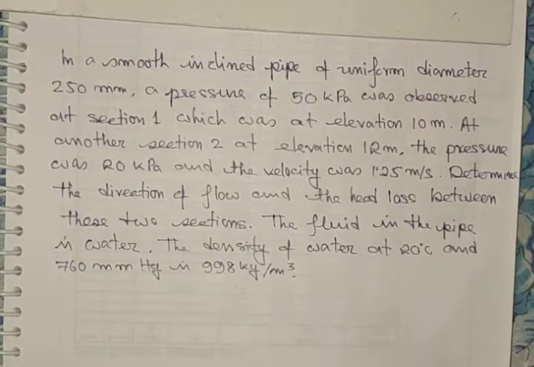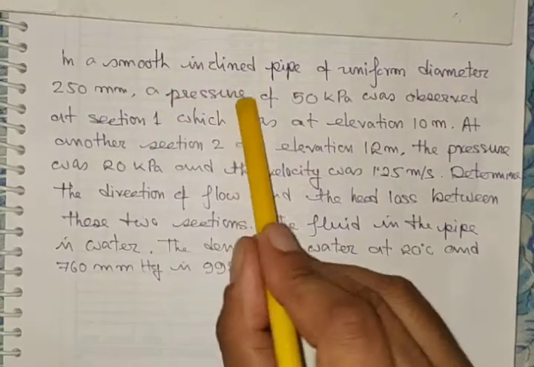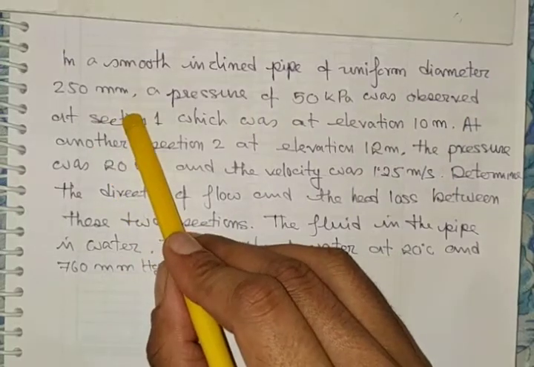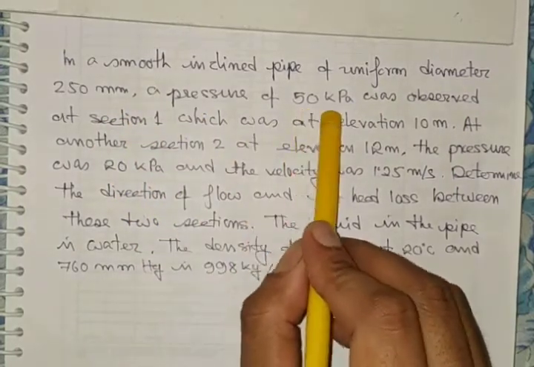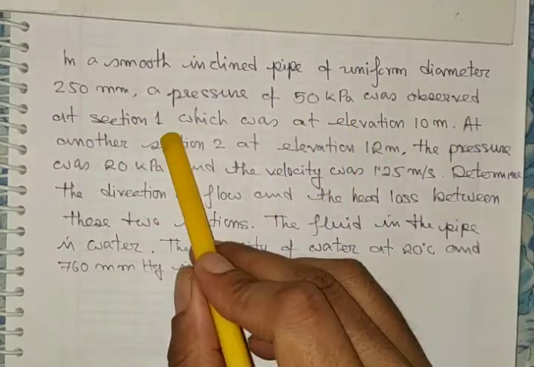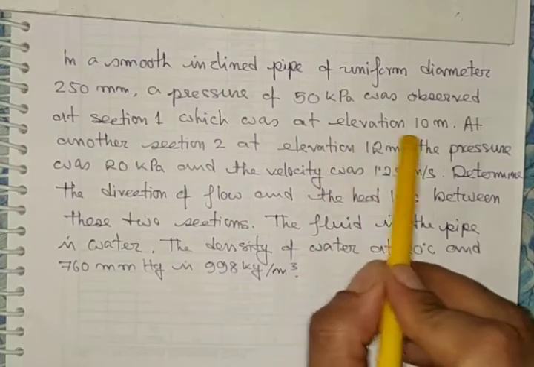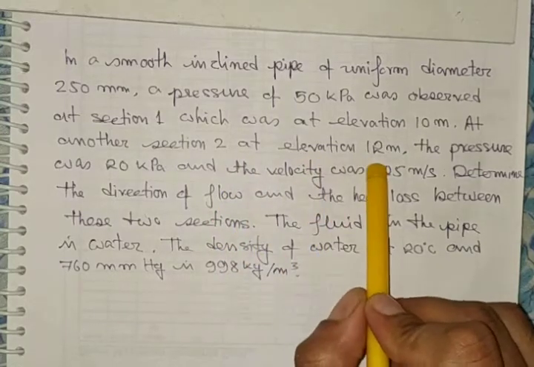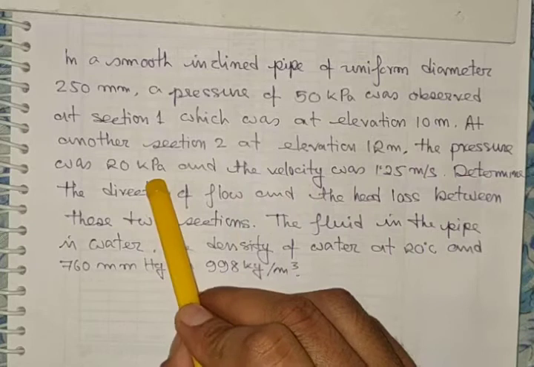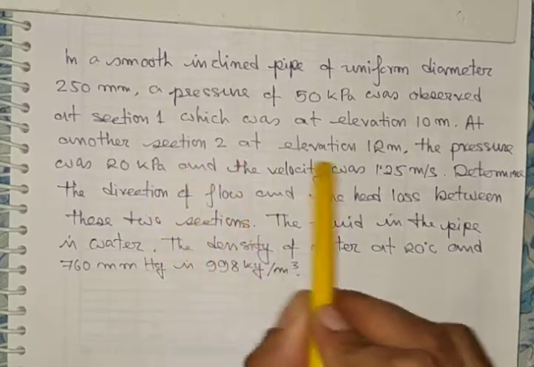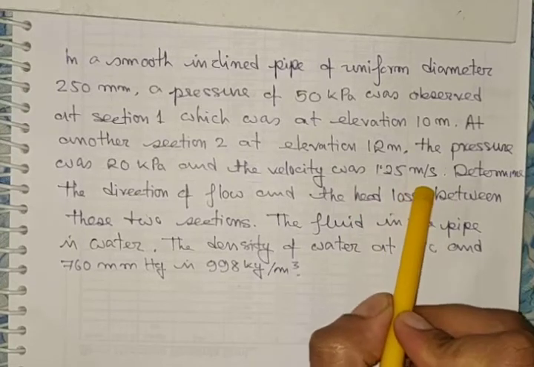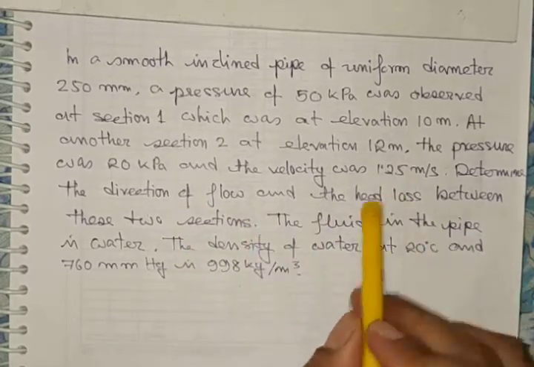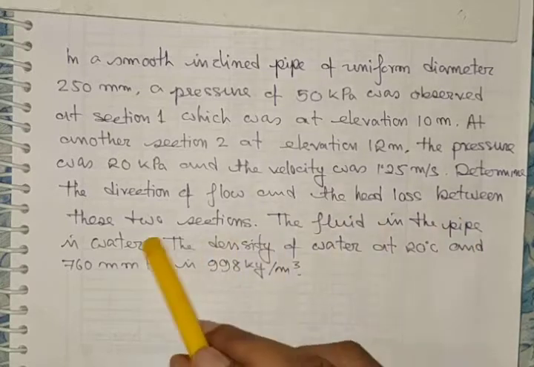So let's solve another problem. In a smooth inclined pipe of uniform diameter 250 mm, a pressure of 50 kilopascal was observed at the section 1, which was at the elevation of 10 meter. At the other section 2 at the elevation of 12 meter, the pressure was 20 kilopascal. The velocity was 1.25 meter per second. Determine the direction of flow and head loss between the two sections.